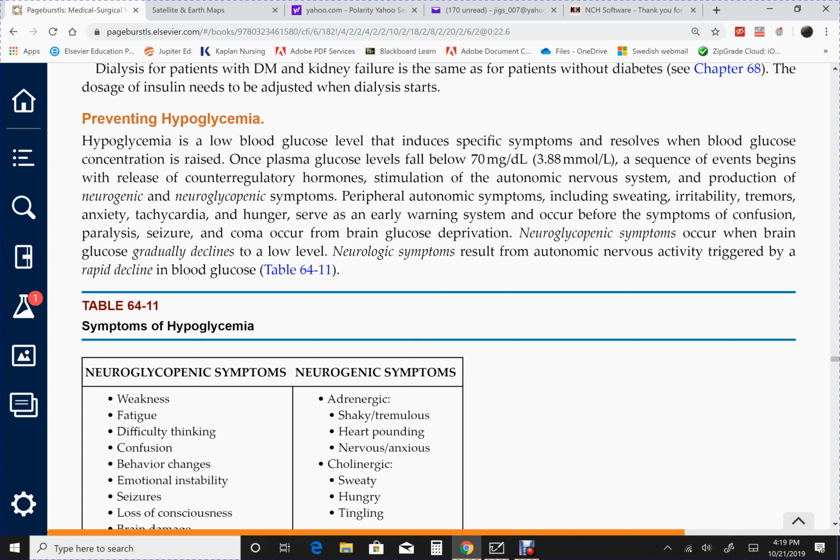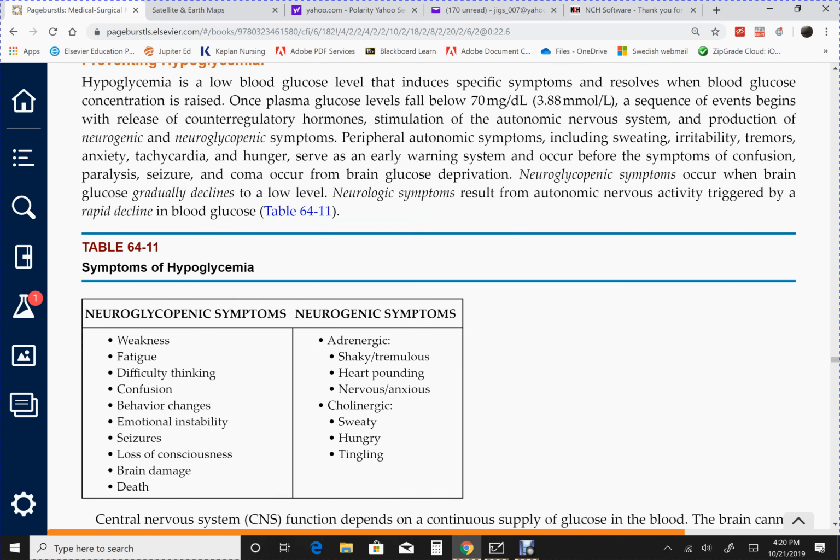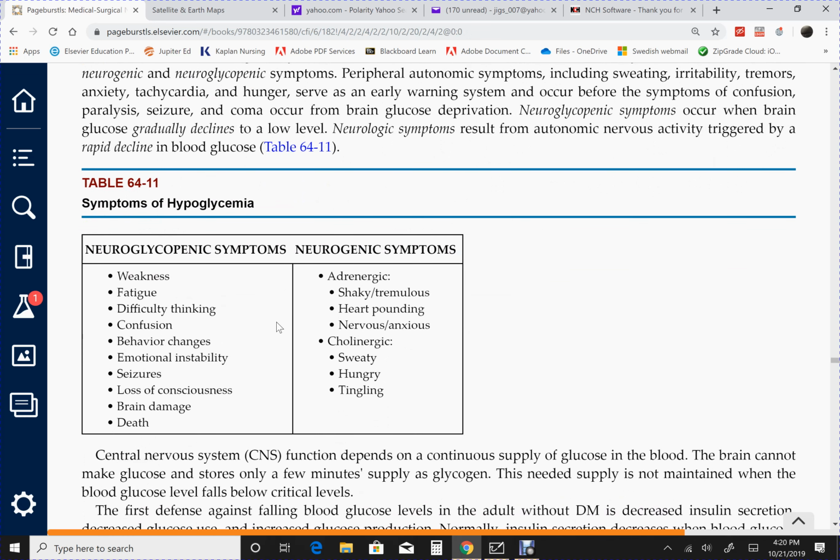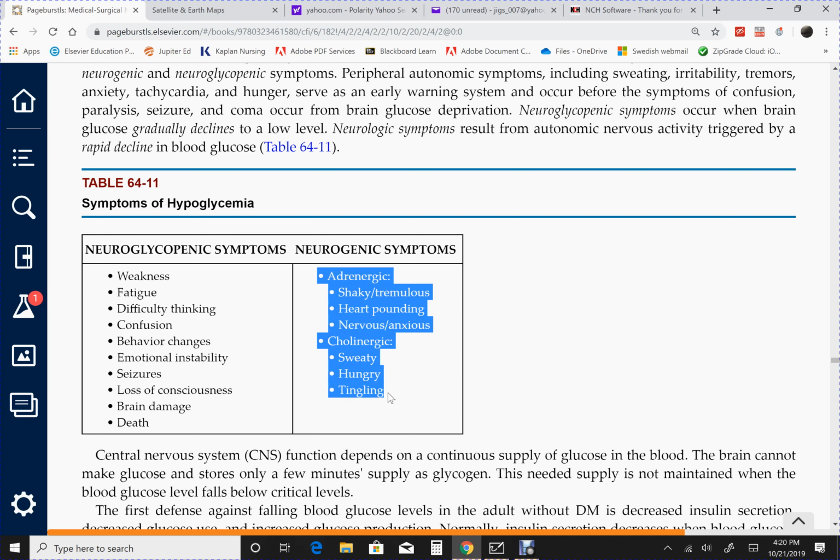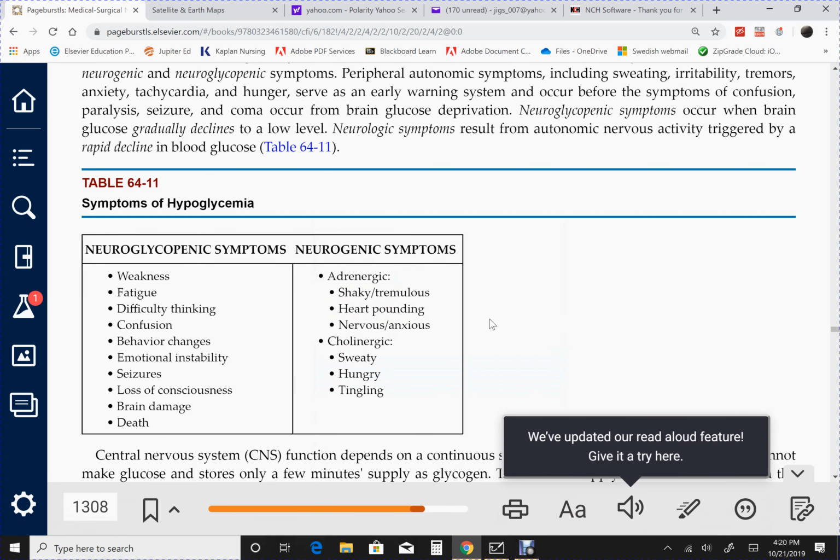I mentioned either in the first or second hour that hypoglycemia is a life-threatening condition. So any life-threatening condition will trigger the sympathetic nervous system. That's why on table 64-11, most of your symptoms here are related to this part, the neurogenic symptoms. These are from the fight or flight response.